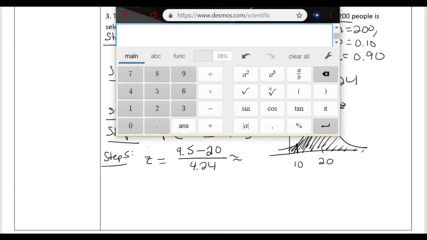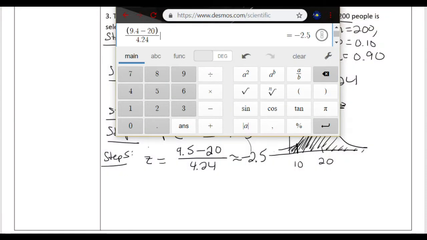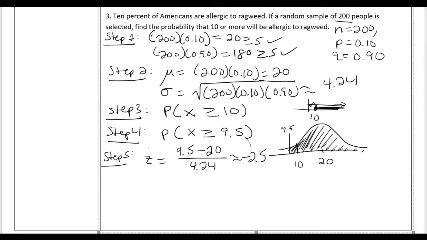So, oops, I got negative 2.5. All right, I like to double and triple check, so let me check that it works out. Oh wait, see, this is why I like to double and triple check. This is supposed to be 9.5. So negative 2.48. Those little numbers make a difference, so let's make sure we adjust that.